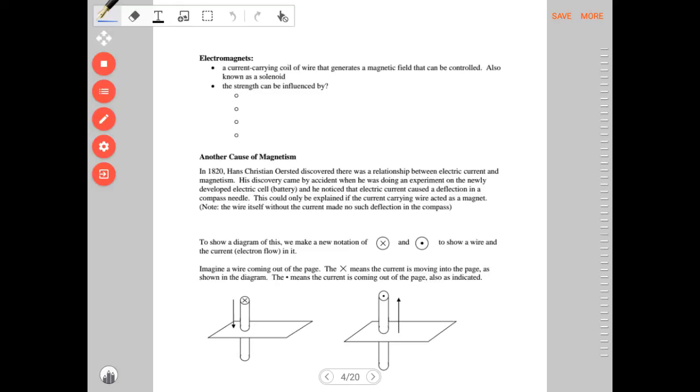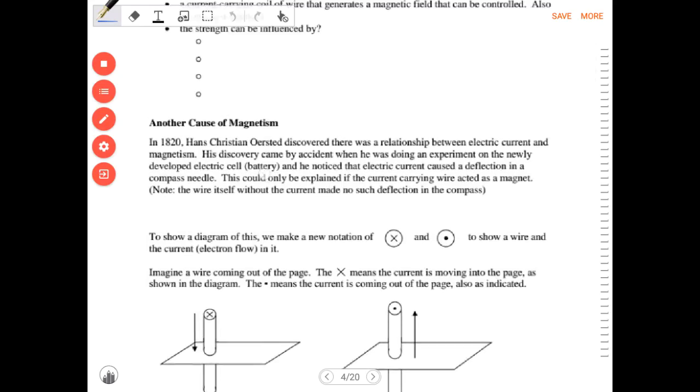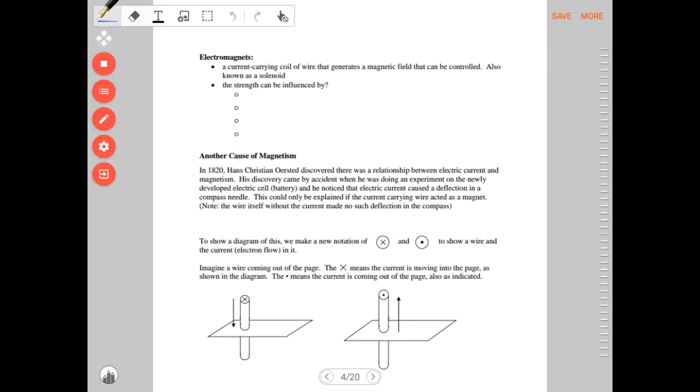All right, electromagnets. An electromagnet is a current-carrying coil of wire that generates a magnetic field that can be controlled. It's also called a solenoid. So another word for electromagnets is solenoid. The strength of the solenoid can be influenced by a whole bunch of things. For example, it can be influenced by the current we put through the coil.